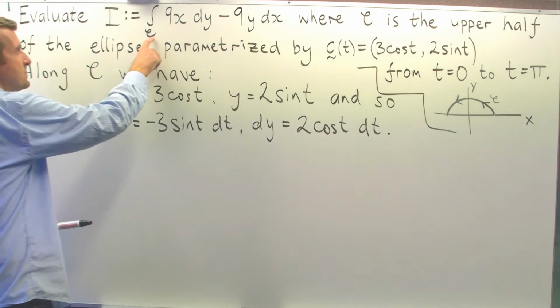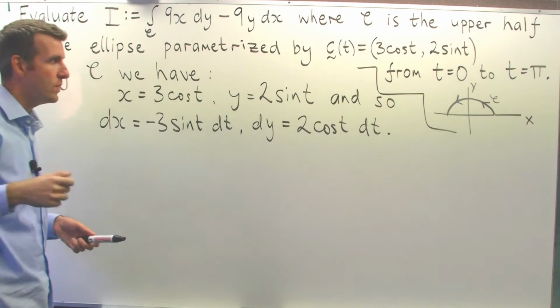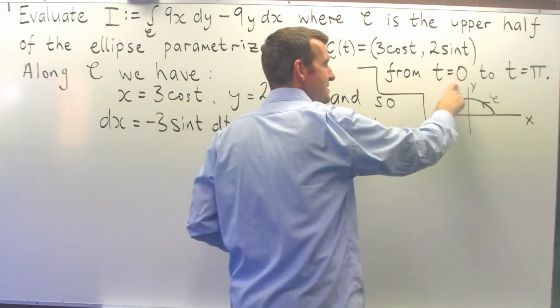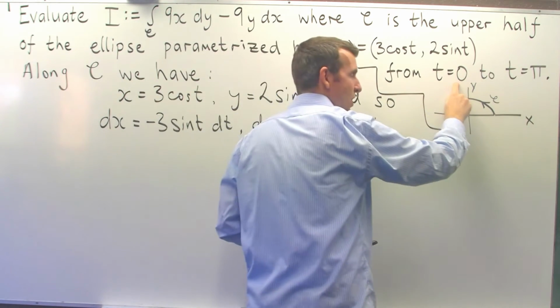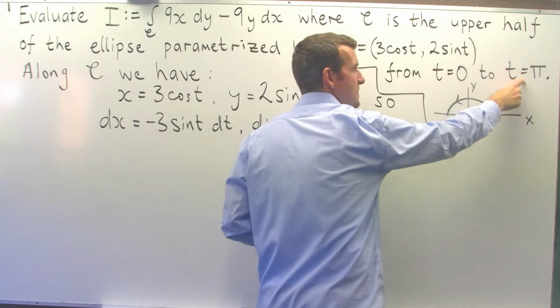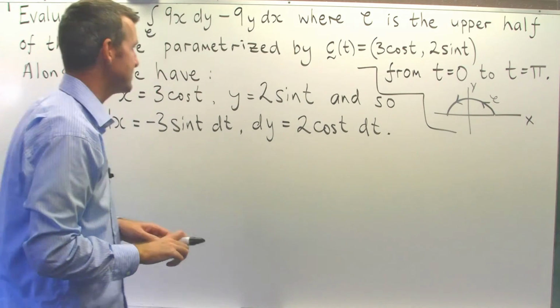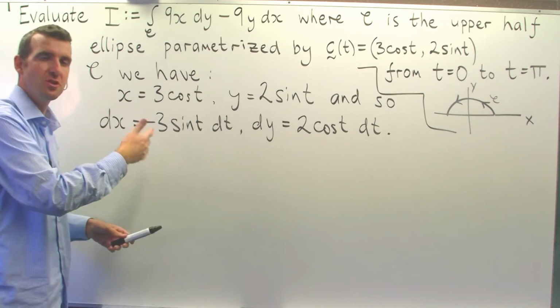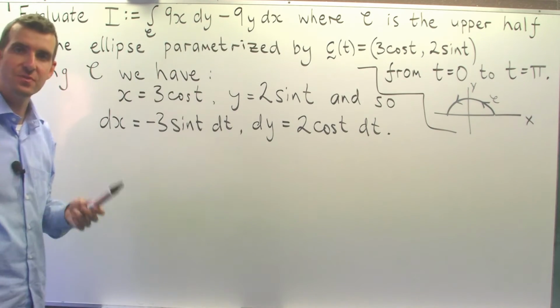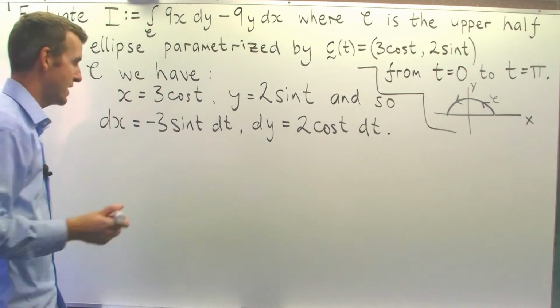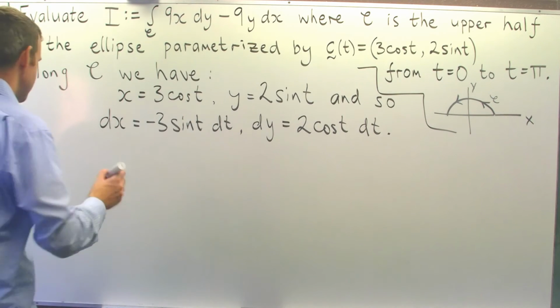Now, what do we do here with the limits of integration? Well, we just replace them with the lower limit of t equals 0 and an upper limit of t equals pi. Through this substitution, we reduce this line integral back to a regular integral that we know how to evaluate.